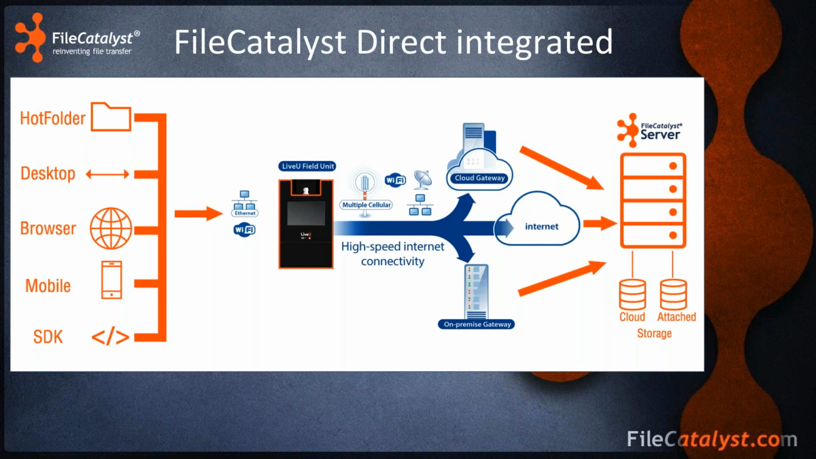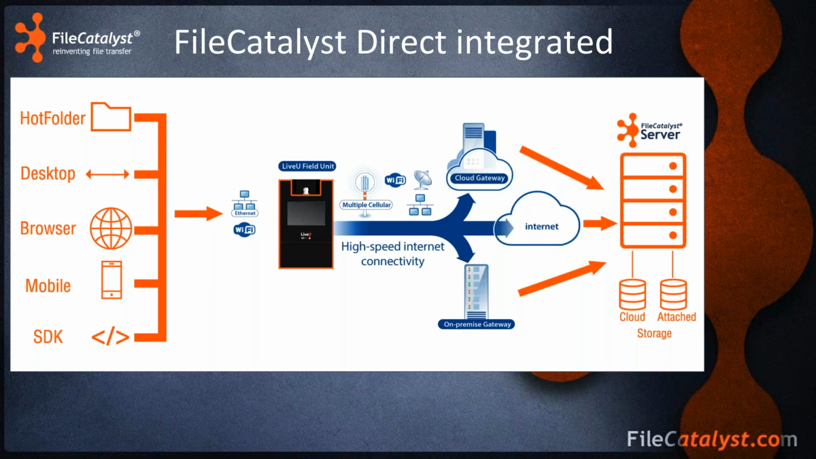But when it comes to file transfer, our FileCatalyst Direct is our core product that allows you to perform these transfers. On the left-hand side, we have our client applications. As you can see, we have a number of different client applications. We have a hot folder for automation, our desktop client for ad hoc transfers. We have browser-based tools that allow you to perform transfers from your browser. We have mobile apps, as well as SDKs that allow you to embed our technology within your application. All the client applications interact with our FileCatalyst server, which is on the right-hand side. The interaction happens across any internet connection, and that's why in the center, we're going to show you the LiveU DataBridge. And Chris, if you want to talk about how you handle that from an LU600 standpoint, that'll be great.